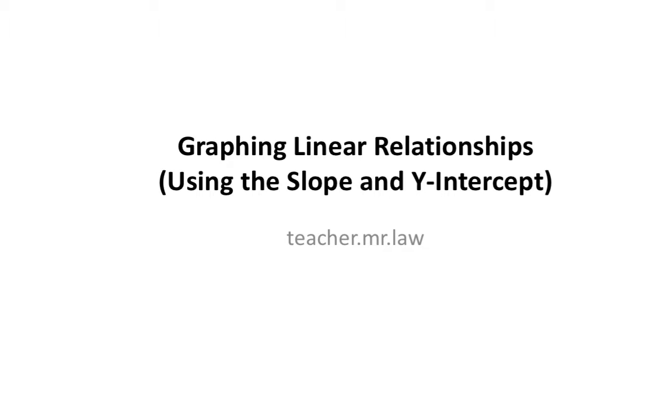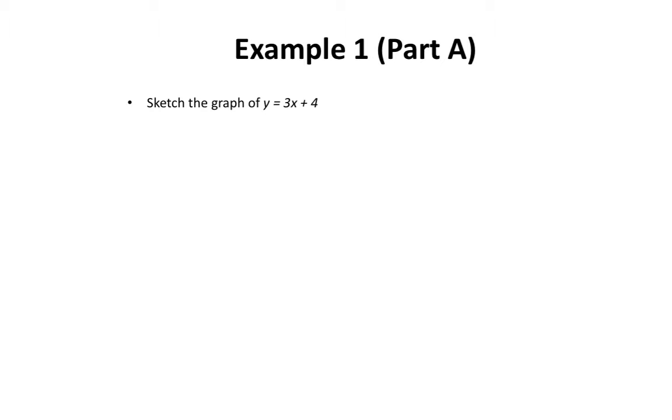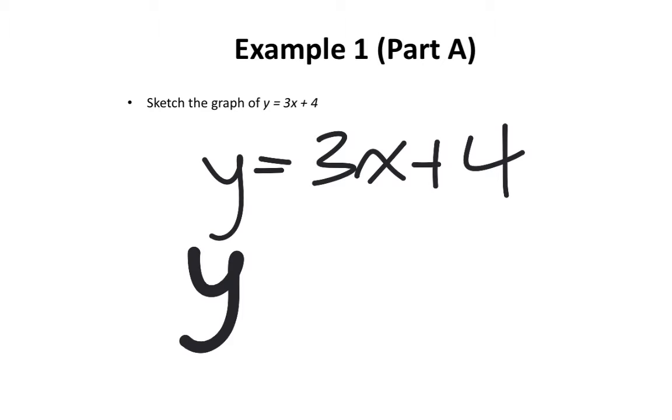In today's lesson, we'll be learning how to graph linear relationships using the slope and y-intercept. In our first example, we want to sketch the graph of y equals 3x plus 4. As you can see, this linear relation is in slope-intercept form.